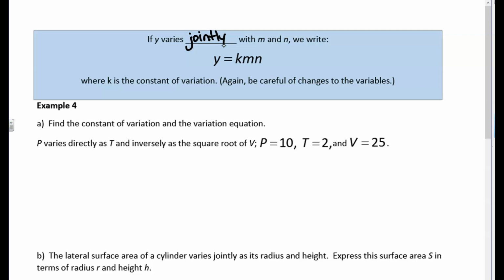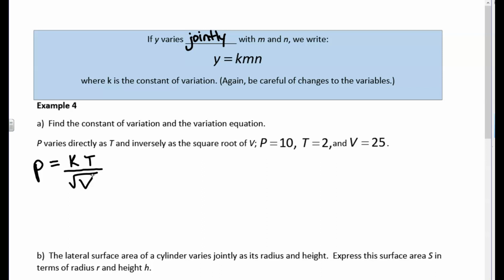P varies directly as t and inversely as the square root of v. So we have two things happening here at once. Even though there are two things happening though, there's only one constant. So it would be P varies directly as t, so k times t, and inversely as the square root of v. Inversely means we throw in the fraction bar, and we've got the square root of v. So that is your basic equation.